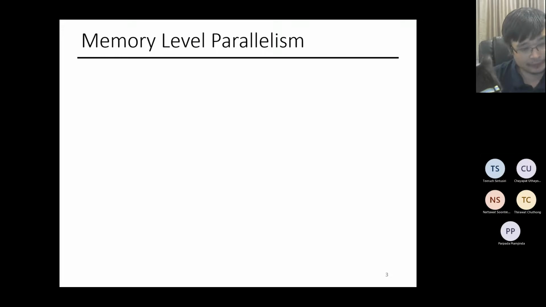And there's also the concept of memory level parallelism that we gain from how we structure the DRAM. The way we structure the DRAM allows you to transfer a bunch of data to your CPU at the same time.